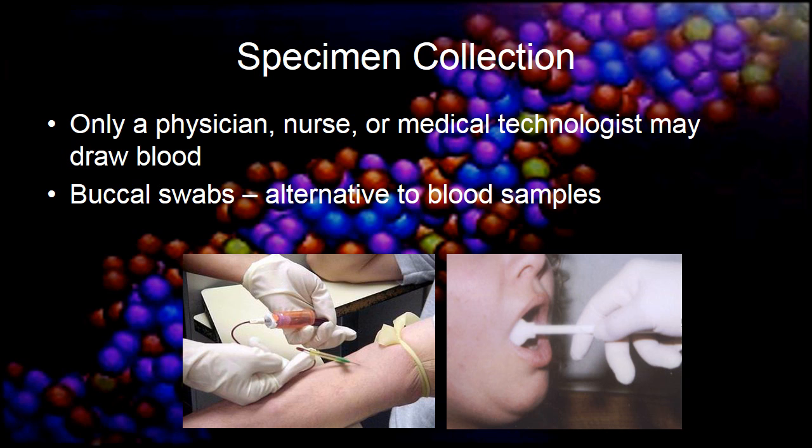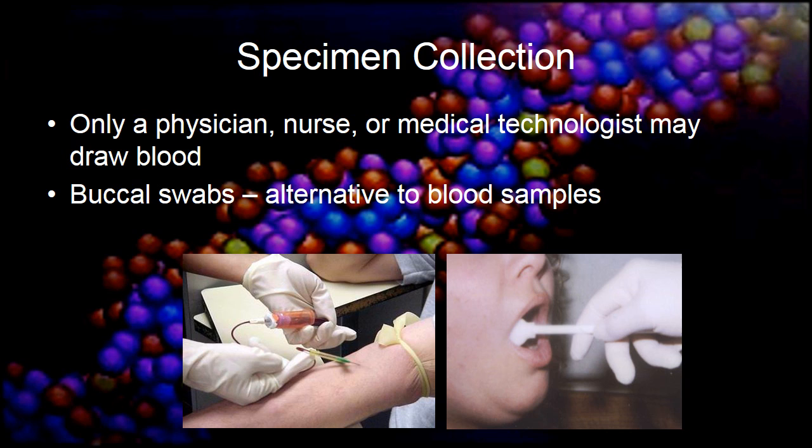Specimen collection has gotten much easier than it used to be. If we're looking, for example, for DNA, a physician, a nurse, or a medical technologist is the only one who can draw blood. So some jails actually have nurses on staff, which is kind of nice because they can do it. But most police departments do not. So we can't draw blood from individuals in a police department jail unless we bring a doctor there.